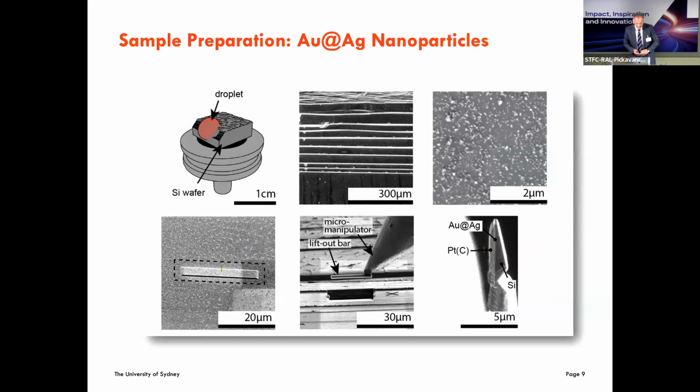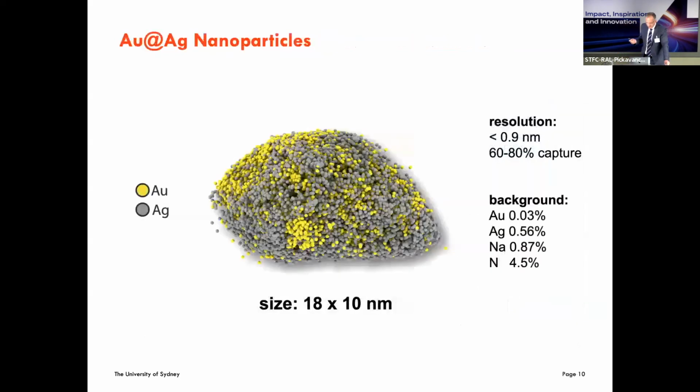So you can see the steps in the silicon crystal, which have got nanoparticles on them, and then we cut out, bottom right, left-hand picture, we cut out a needle with FIB and lift that with a micromanipulator and put it into the ATP machine. What we found was something unusual. We expected the gold to be fully covered by silver, straightforward, but that's not what we saw. We saw this alloying kind of behavior.